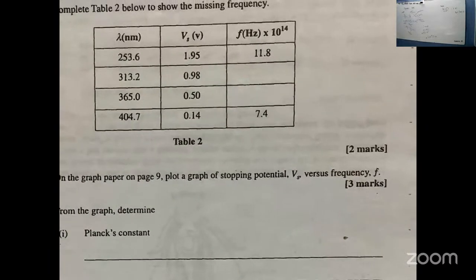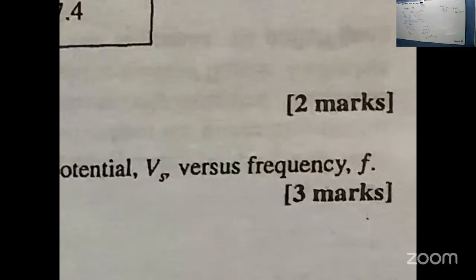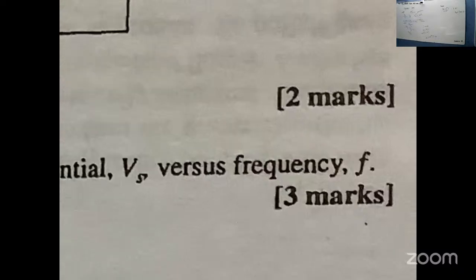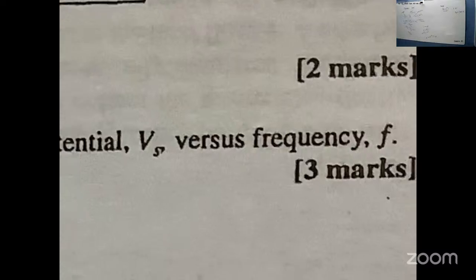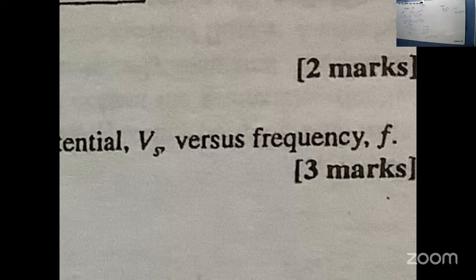You can rearrange this one here, stopping potential versus frequency. Don't draw it. Just rearrange and tell me what the gradient is and what the y-intercept is. The frequency is one axis, the x-axis, where f is the frequency of the incident radiation. I just want you to take the second formula and linearize it.